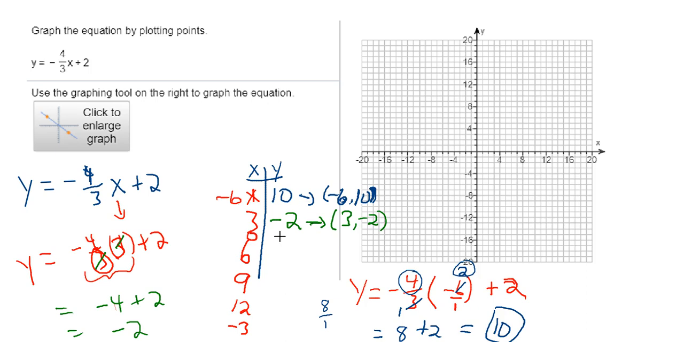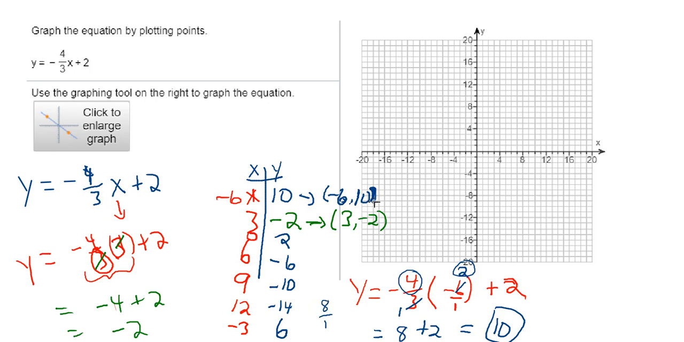When you plug in 0 for x, you should get 2 for y. When you plug in 6 for x, you should get -6 for y. When you plug in 9 for x, you should get -10. When you plug in 12 for x, you should get -16 + 2, which would be -14. And when you plug in -3 for x, you should get 6, +6.